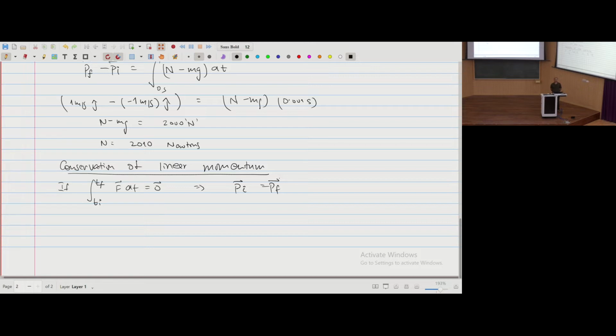There are also situations where, because the linear momentum equation is a vector equation, sometimes only one of the components of this equation is 0. So it could be that the impulse is 0 in a certain direction. So in that case, let's say, then we can only say that the momentum is conserved in a particular direction.